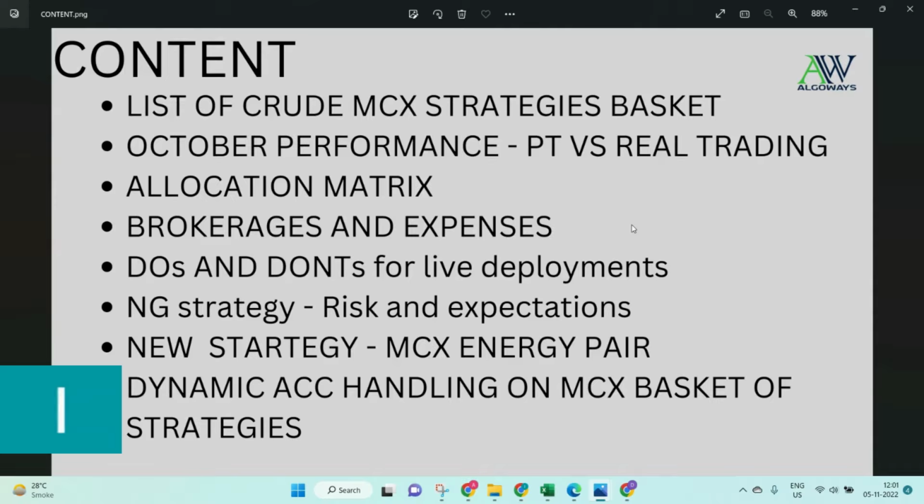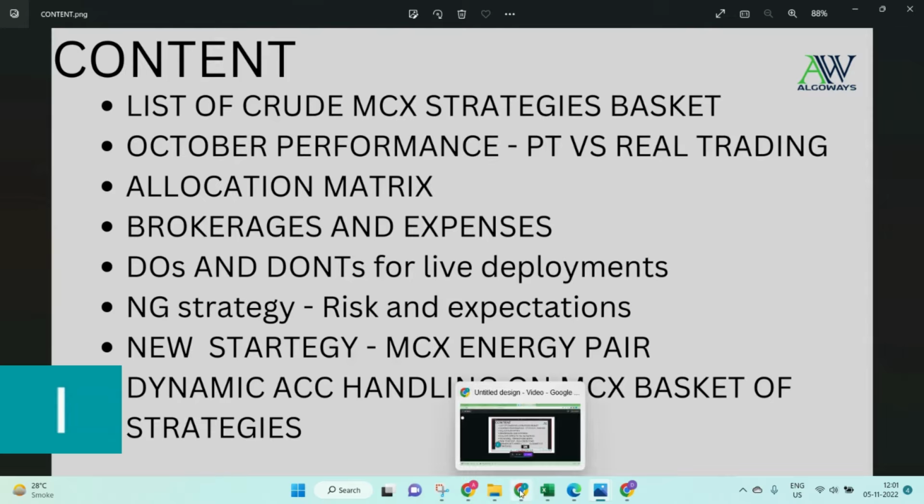Then I'll give a brief on a new strategy, which will be a low margin strategy on energy pair. What is energy pair? We will discuss. And last but not the least, dynamic account handling on MCX basket of strategies. So we'll touch upon what this is and how Algoways can contribute in that. So let us move on to the number of strategies and what they are.